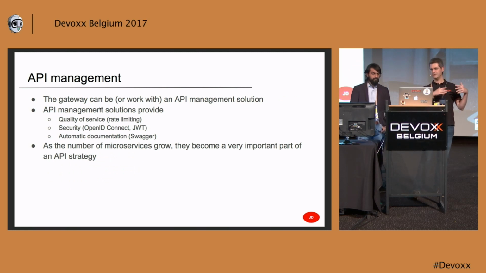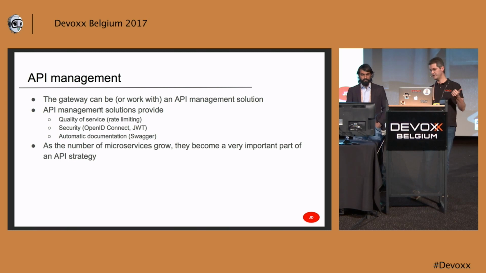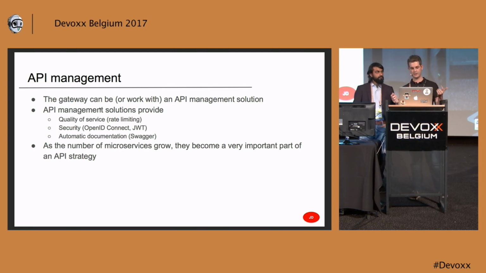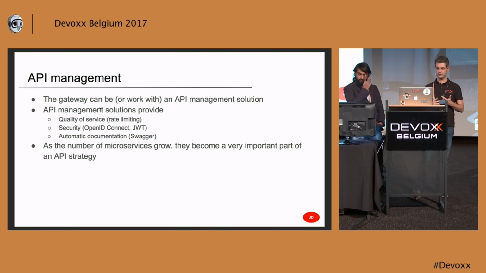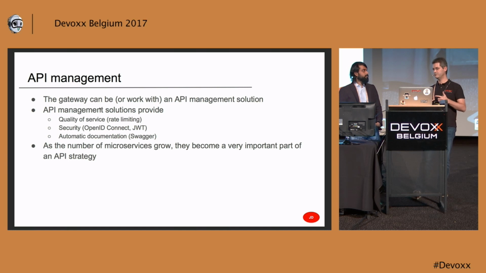My previous slide was on, let's say, a normal gateway, but sometimes gateways get more advanced than that, and they go into the API management world. So a gateway like we have in JHipster can either be itself an API management solution or work with another API management solution. What do API management solutions do? Usually they do 3 things. They do quality of service, so rate limiting typically. They do security with OpenID Connect, JWT, that kind of security solutions. And also they usually give you a developer portal with automatic documentation with Swagger.